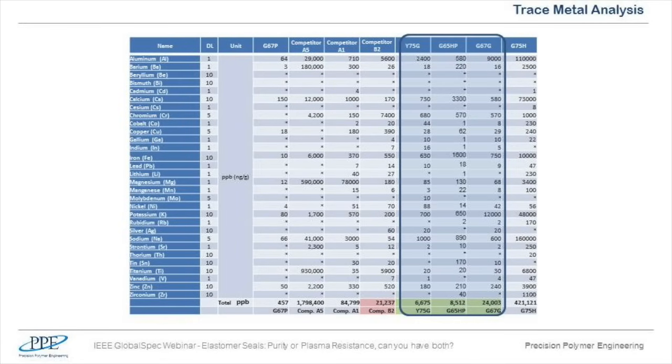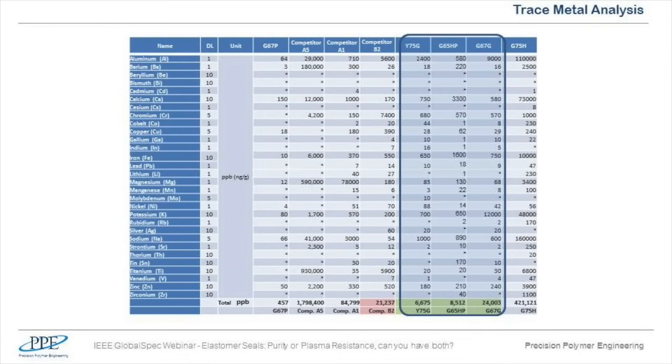This table shows trace metal analysis of some of our materials and some of the competitor materials. This analysis technique is based on vapor phase decomposition inductively coupled plasma mass spectroscopy, ICP-MS in short. It's a very sensitive method, and we get an analysis of 30 metallic elements listed, down to typically parts per billion level. If you look at the bottom line, the total amount of trace metals, the best material seems to be consistently Perlast G67P, which has exceptional purity compared to many other FFKM materials.